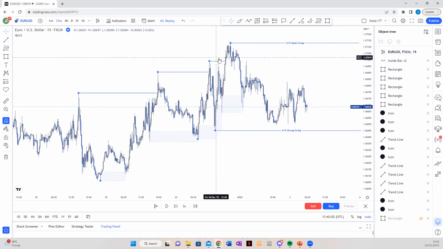We do come up here and we wick above, but we don't close above, so it's not a valid break of structure for me. And we pull back down into some nice demand, and we come back up, but again, no real bullish momentum there, and we've retraced straight away.